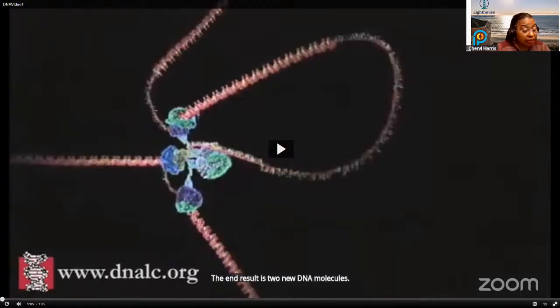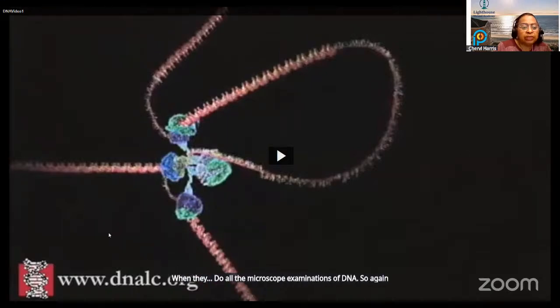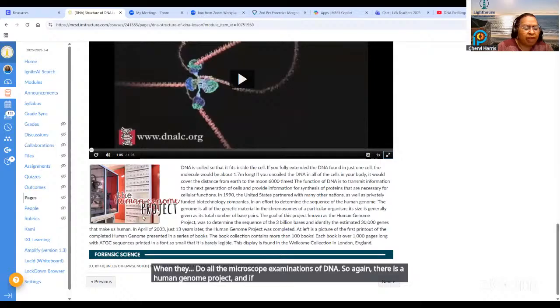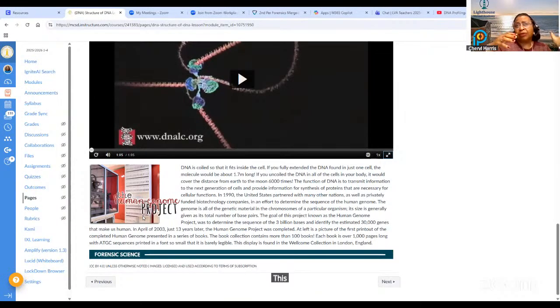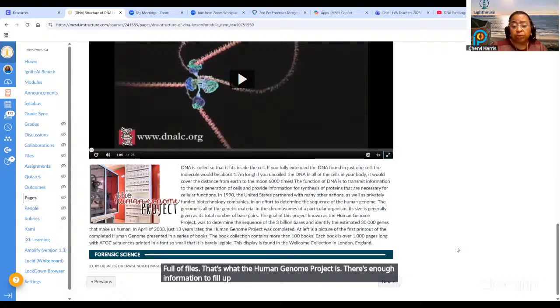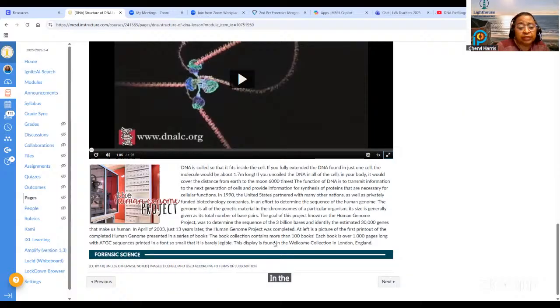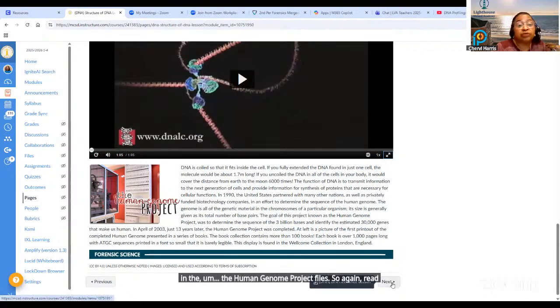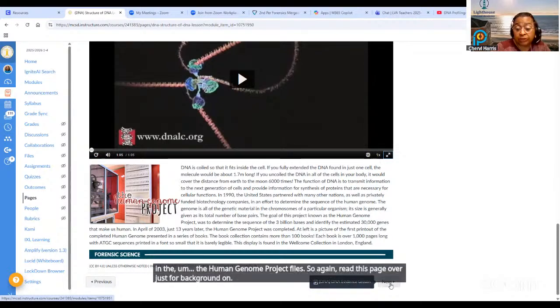That's really simplified, but this is what they're looking at when they do all the microscope examinations of DNA. So again, there is a Human Genome Project, and if you look at it like it's a file case, if you think of a huge cafeteria full of files, that's what the Human Genome Project is. There's enough information to fill up a whole large room in the Human Genome Project files. So again, read this page over just for background on the biological structure of DNA.